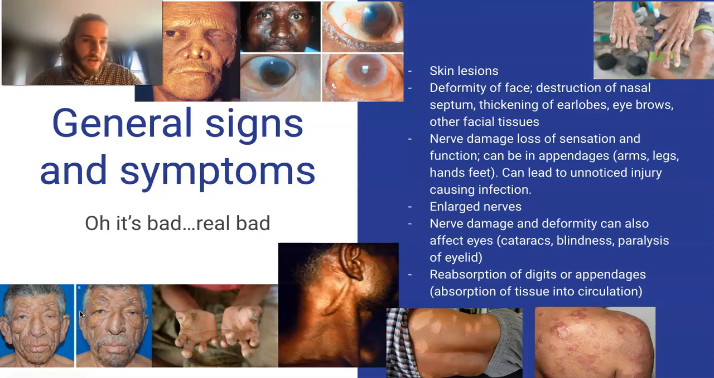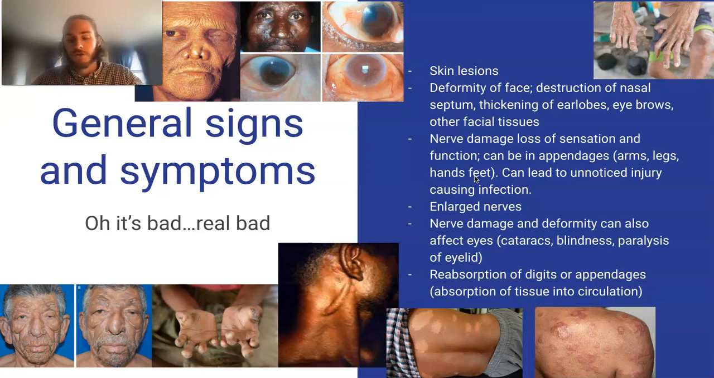And then you can also get destruction of facial tissue, and here that's exemplified. You get destruction of the nasal septum, which is the part in between your nostrils, and that causes the nose to collapse. And that's part of why we see facial deformity in leprosy patients. And then the other really terrible part about leprosy is the nerve damage, and we'll talk about how it happens later.